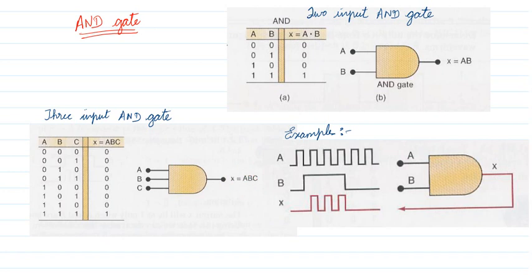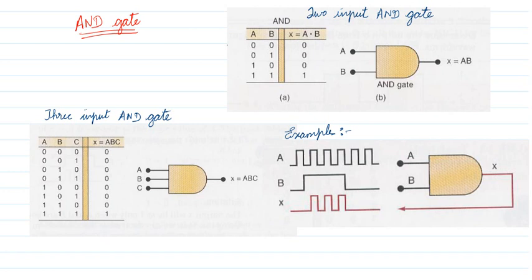Now look at this example. I have a 2 input AND gate. Input is A and B. Input A waveform is given, input B waveform is given. The question is, what is the waveform for X? We can see when A is 1, B is 0, the output is 0. If you take here, A is 1, B is 1, the output is 1.